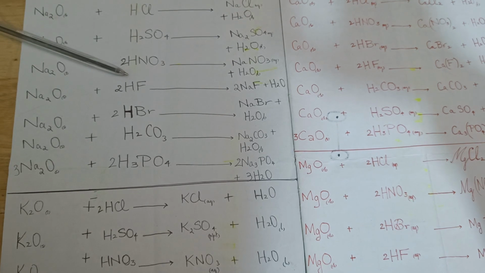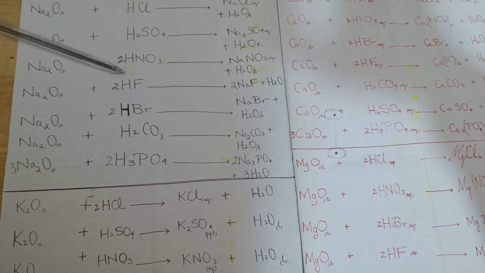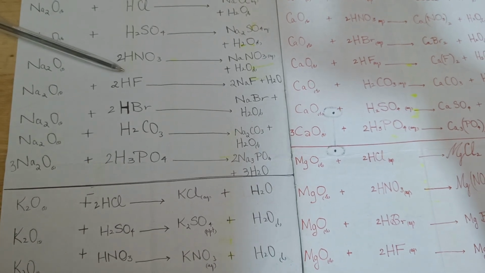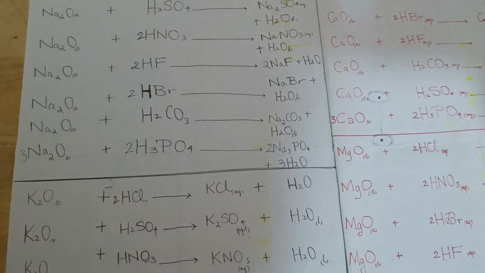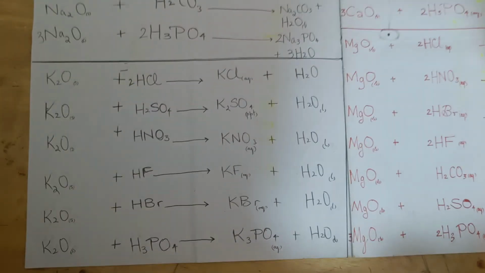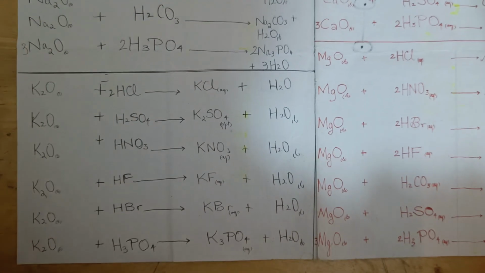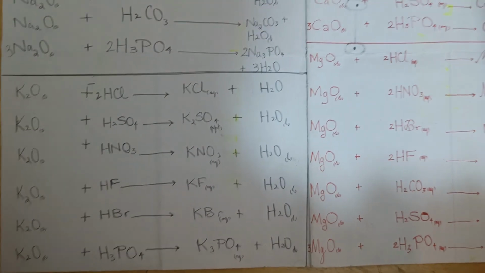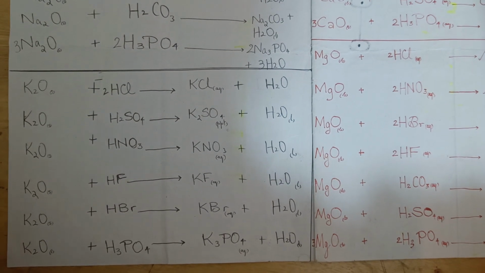With phosphoric acid, it would give you Na3PO4, sodium phosphate. Now we move on to potassium. When potassium oxide interacts with acids, it follows the same pattern. With hydrochloric acid, it gives you potassium chloride.